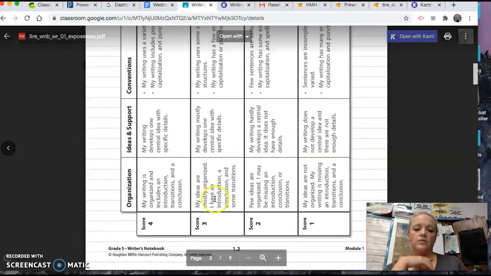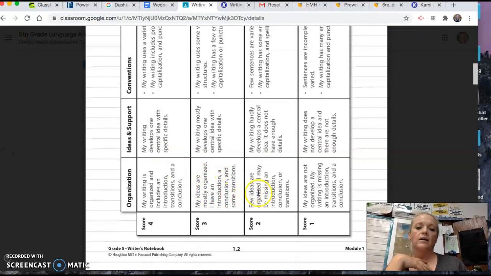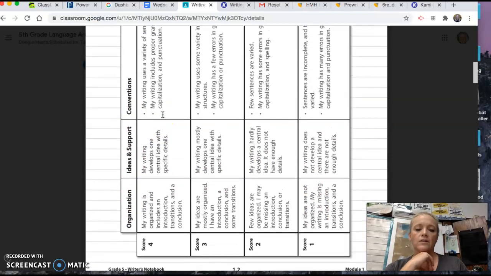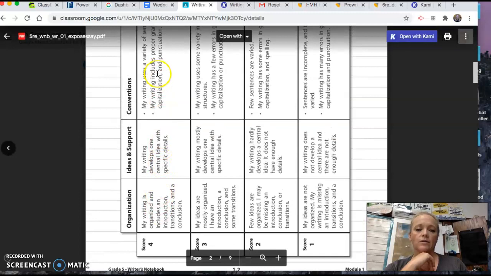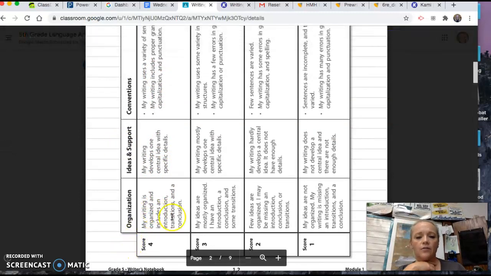This rubric also shows why you would get a 3 or a 2 or a 1 for organization, ideas and support, or conventions. Your goal is to get a 4 across the board because this is how your paper is going to be scored and how you're going to get your grade.